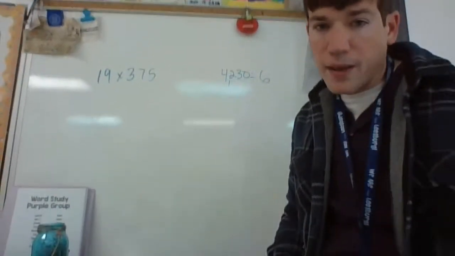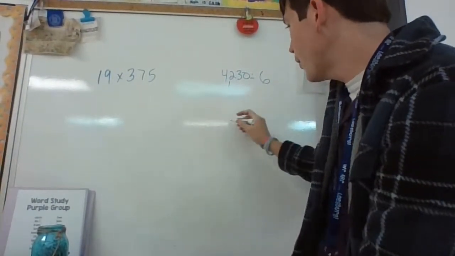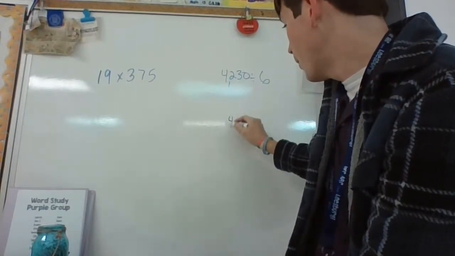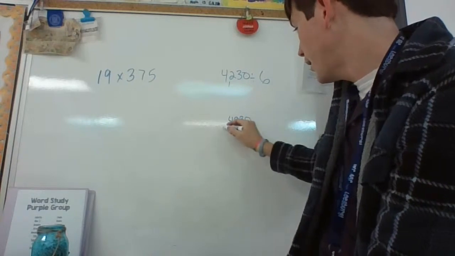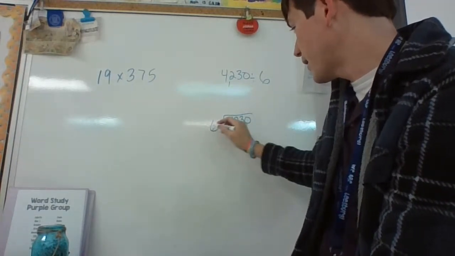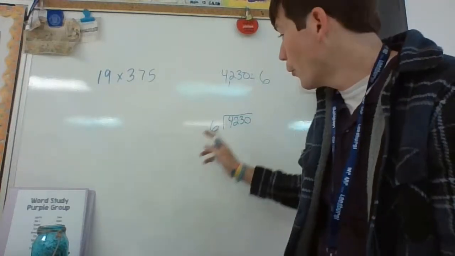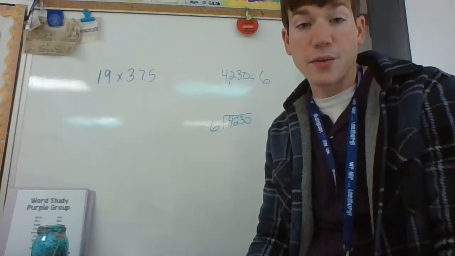4,230 divided by 6. Now, I want to remind you, division is not commutative, so the order does matter. We're going to put 4,230 divided by 6. The number that we're dividing up always goes on the inside of that symbol. The number of groups we're dividing into always goes on the outside.